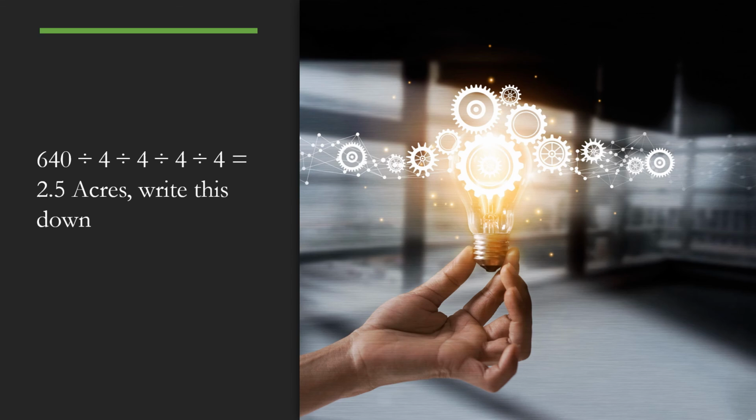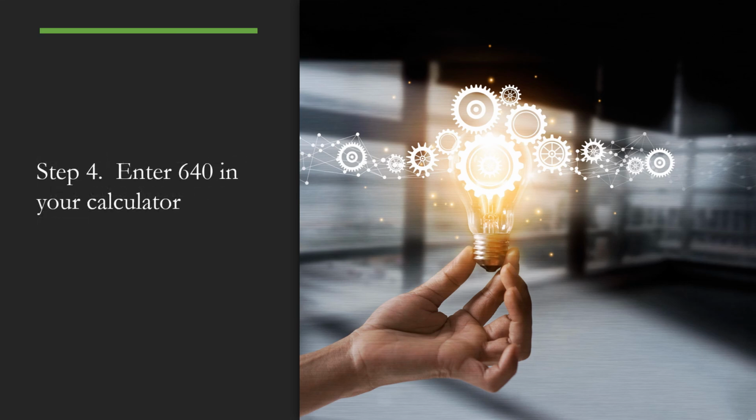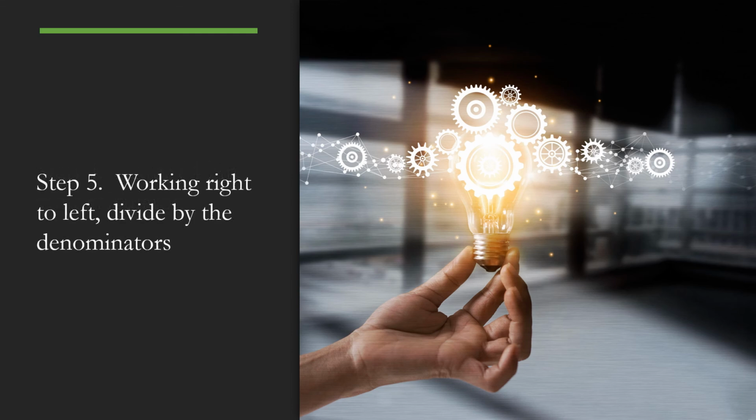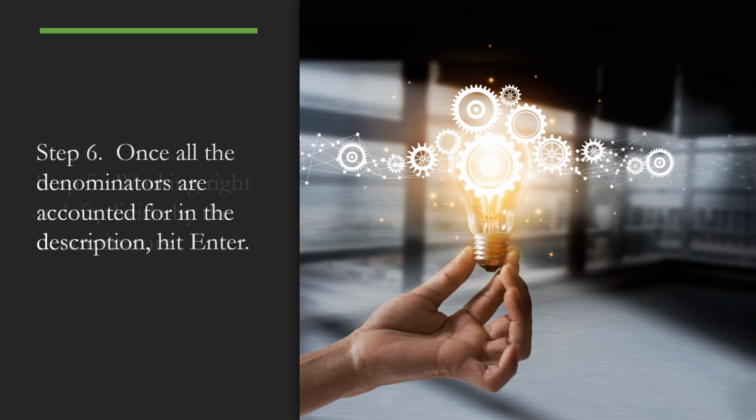Your calculator is going to show you 2.5, so you're going to write 2.5 down. And then step 4, because we saw the word "and" we cleared our calculator, we're going to clear our calculator so we can enter 640 into the calculator to start the process again. So step 5 tells us, working right to left, we continue to divide by our denominators. And then once all the denominators are accounted for in the description, step 6 tells us to hit enter again.